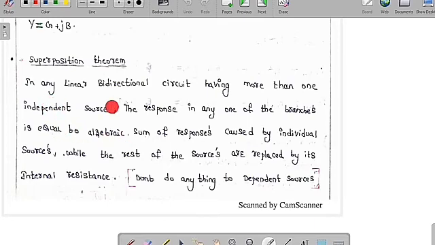So in any linear bidirectional circuit having more than one independent source, the response in any one of the branches is equal to the algebraic sum of the responses caused by individual sources, while the rest of the sources are replaced by their internal resistance. A voltage source is replaced by its internal impedance, which means zero, whereas an ideal current source is replaced by its internal resistance, which means infinity.